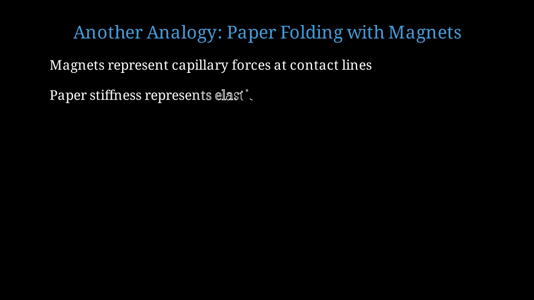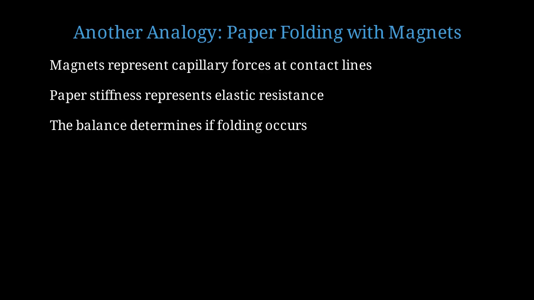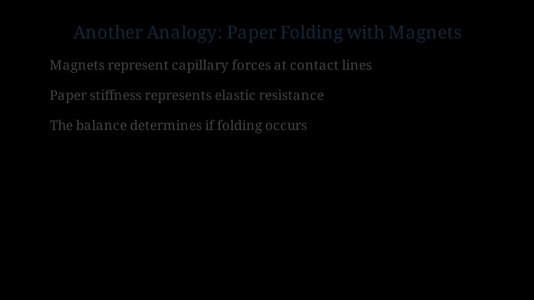The stiffness of the paper represents the elastic resistance of the membrane. Thin paper folds easily, like a compliant membrane. Thick cardboard resists folding, like a stiff membrane. Just as the balance between magnetic force and paper stiffness determines whether the paper folds, the balance between capillary forces and membrane elasticity determines whether capillary origami occurs.